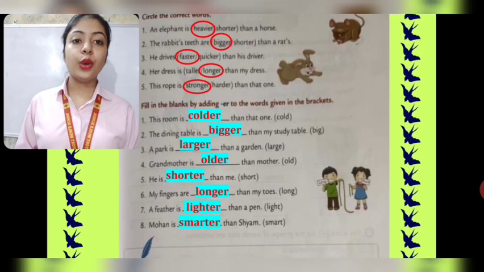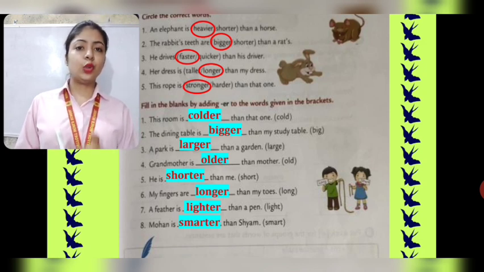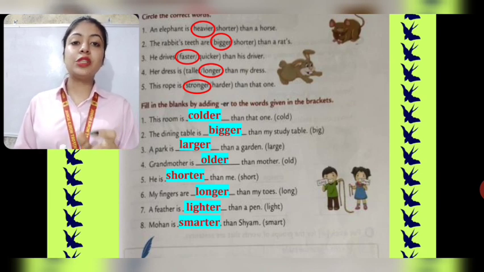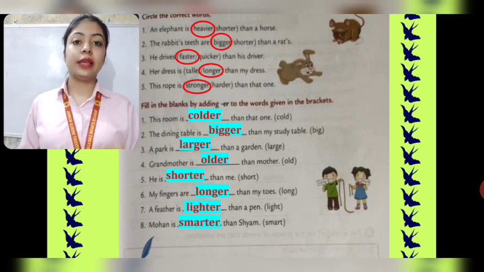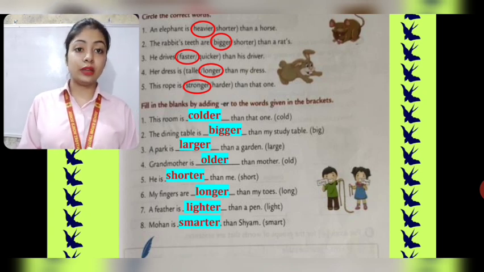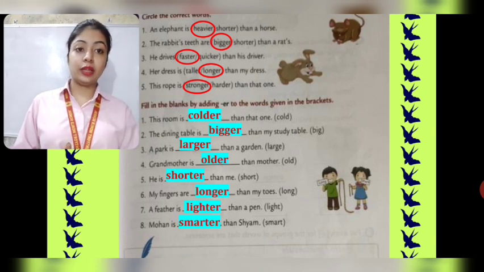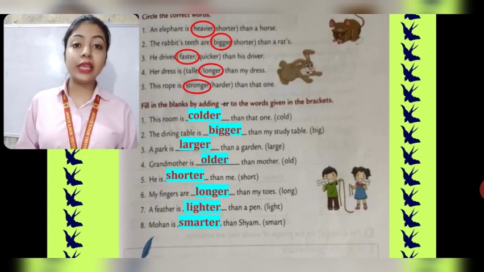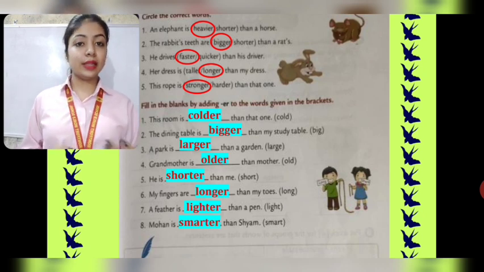B exercise now. Fill in the blanks by adding ER to the words given in the brackets. You just have to add the letters ER at the last. Whatever they have given to you in the bracket, you have to write that word. Then you have to add ER at the last. Let's start. This room is dash than that one. Now they are comparing the two rooms. In bracket they have given to us cold. Now what will we make? We have to add ER. It will become colder. This room is colder than that one.